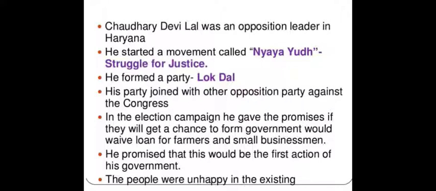Children, if you see the second last point, he promised that this would be the first action of his government. The reason behind it, if you see, children, is that the people were unhappy with the existing government. At that time, before 1987 or in 1987, the Congress party was ruling in Haryana.